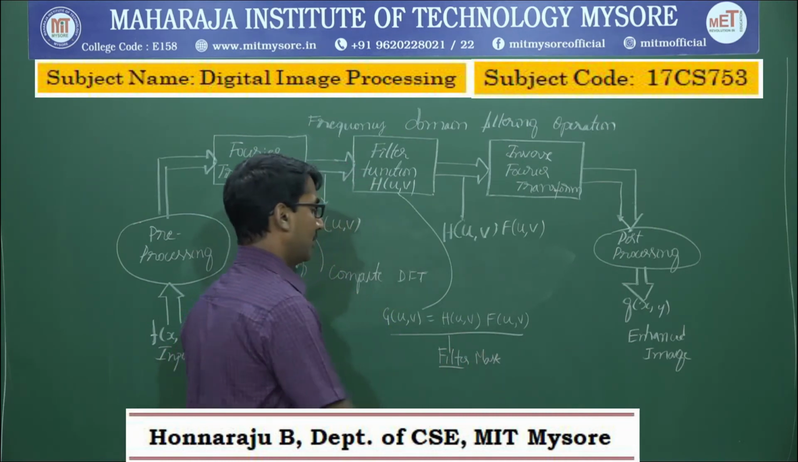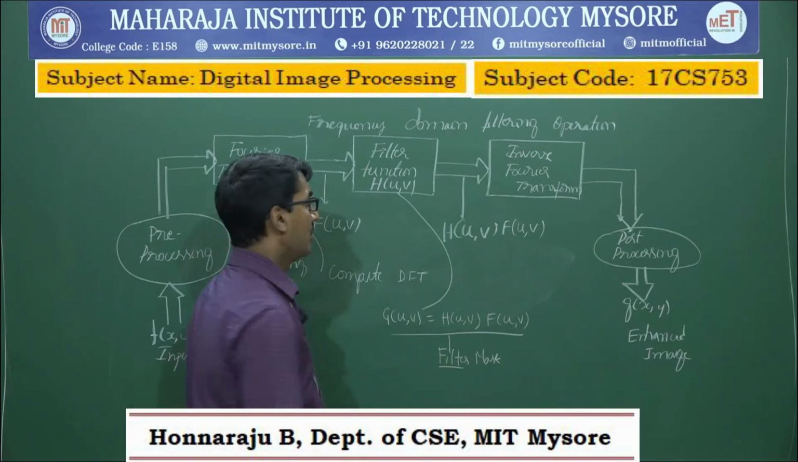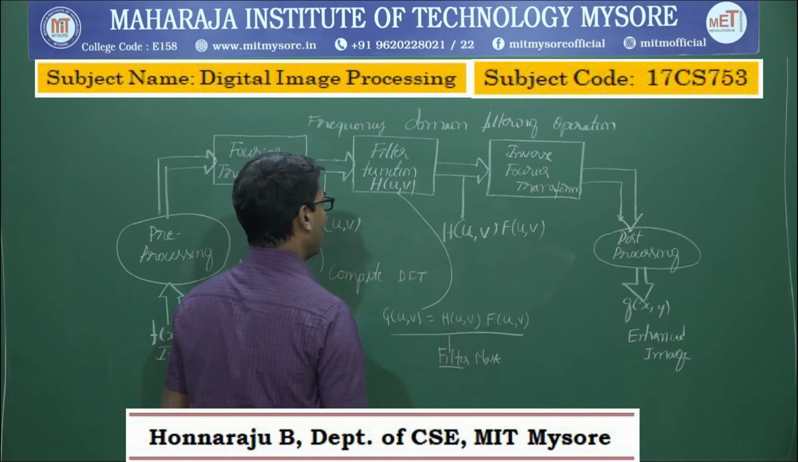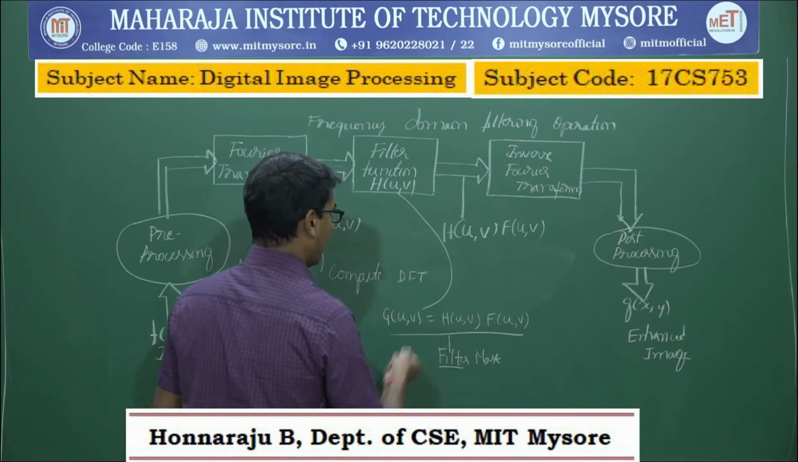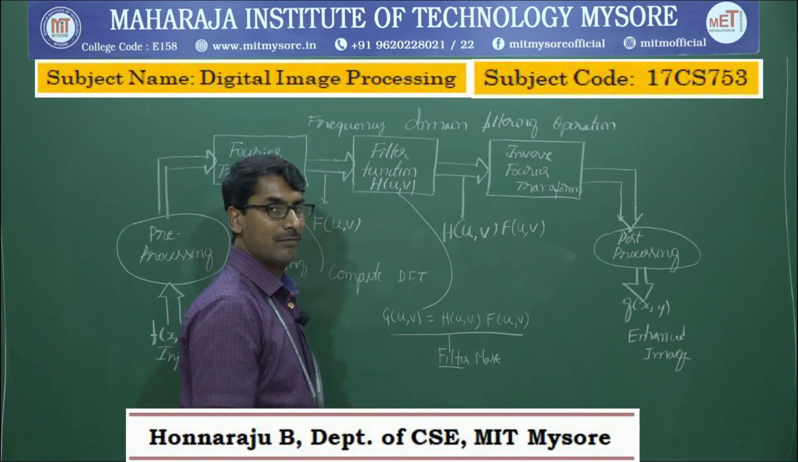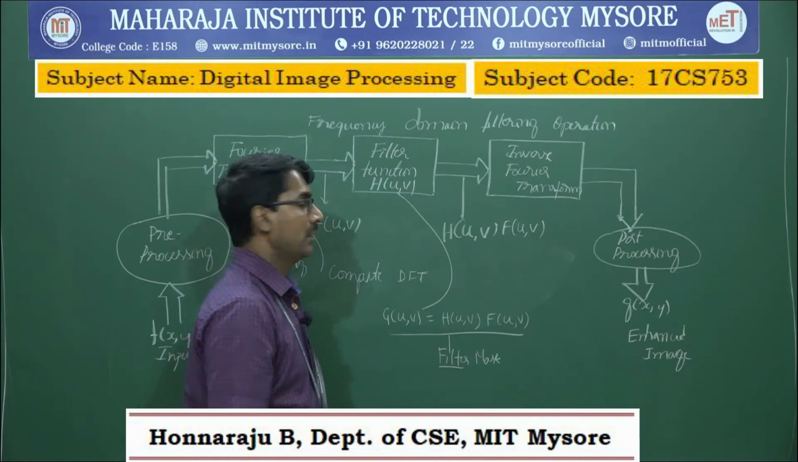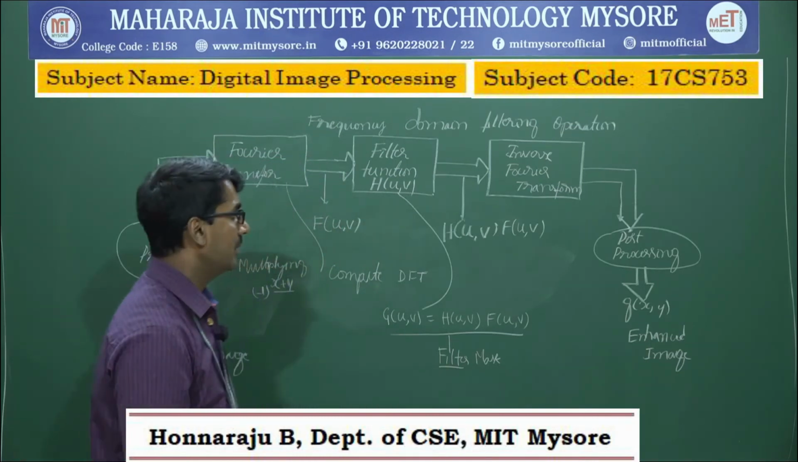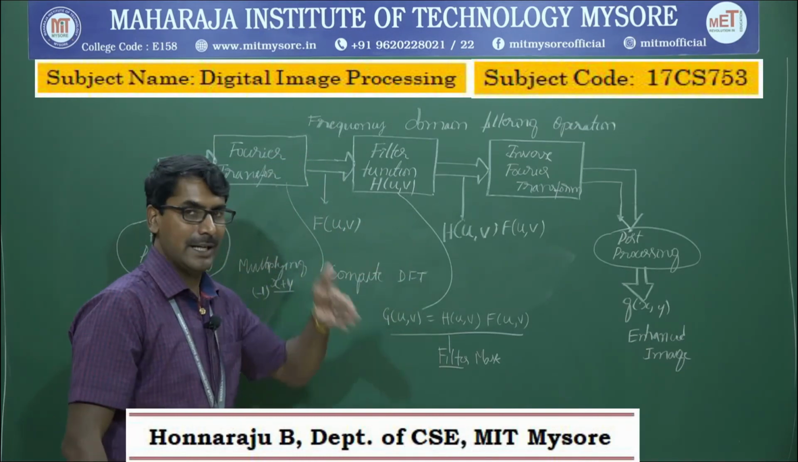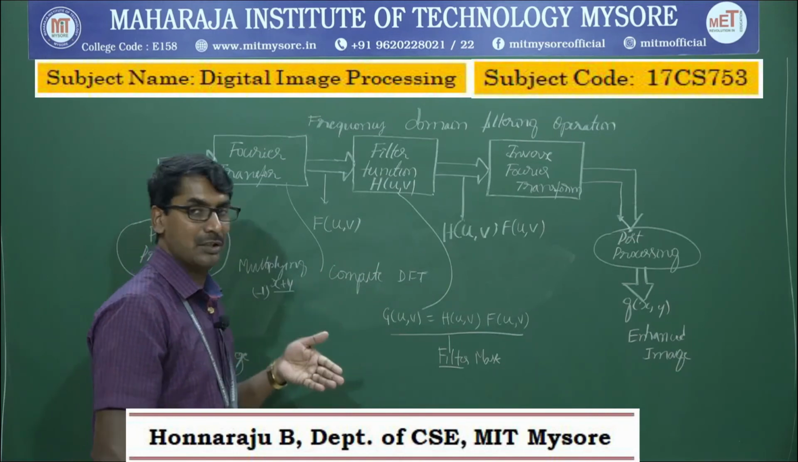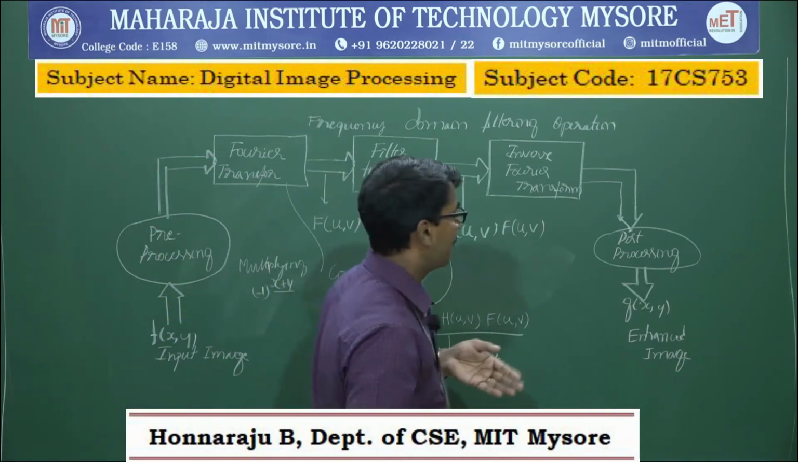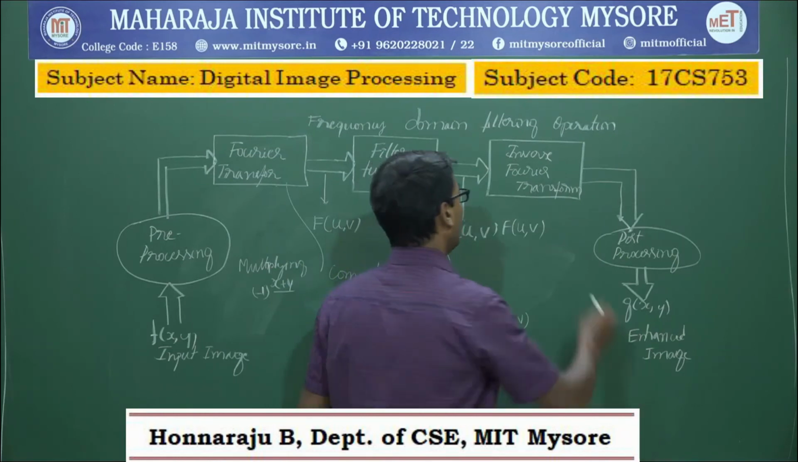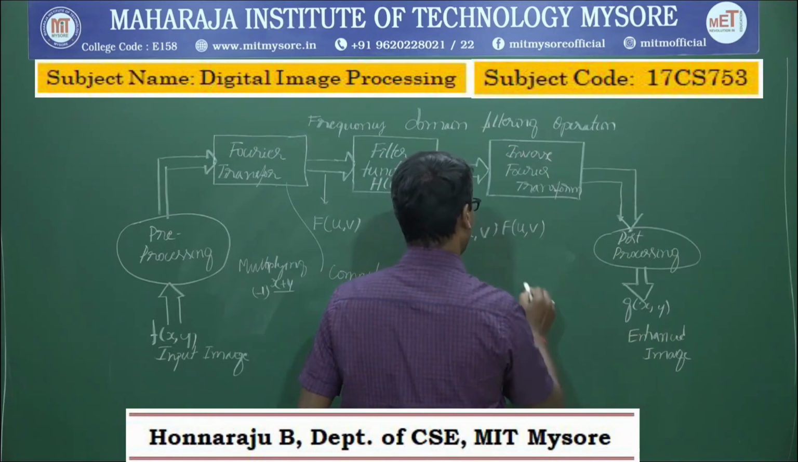So the filter mask is multiplied with H of u comma v. Once we multiply H of u comma v with F of u comma v, we get the filter output. Still, the output is in the frequency domain. Next we want to get this in the spatial domain, so we need to perform the inverse transformation.